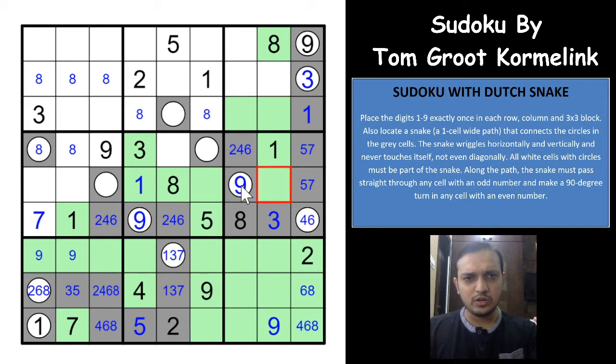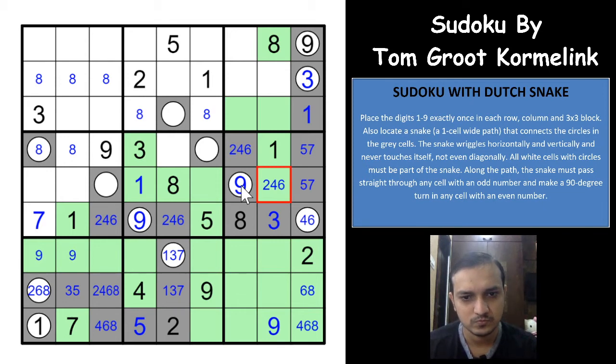This would have to be 2 and 4, 2, 4 and 6, right? So this is a 4 and a 6, right? You can mark that here. 2 is already here.